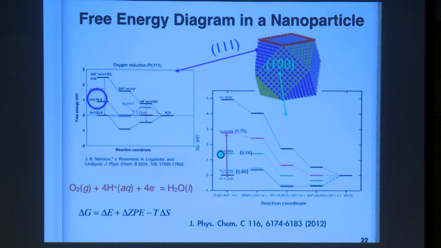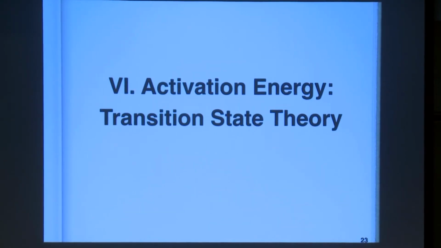The onset potential for this chemical reaction is when the Gibbs free energy becomes downhill. At that potential, the spontaneous reaction happens, right? So we can capture that onset potential as well. But this is all from the thermodynamic point of view.